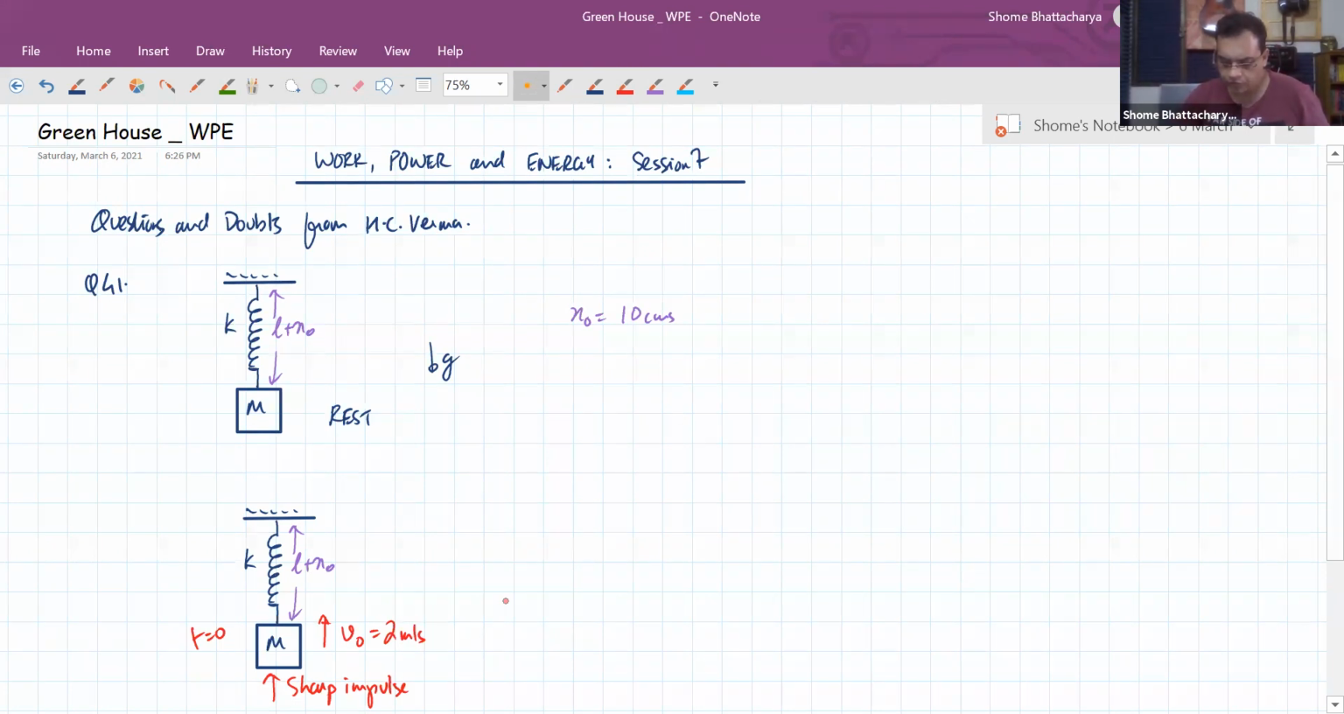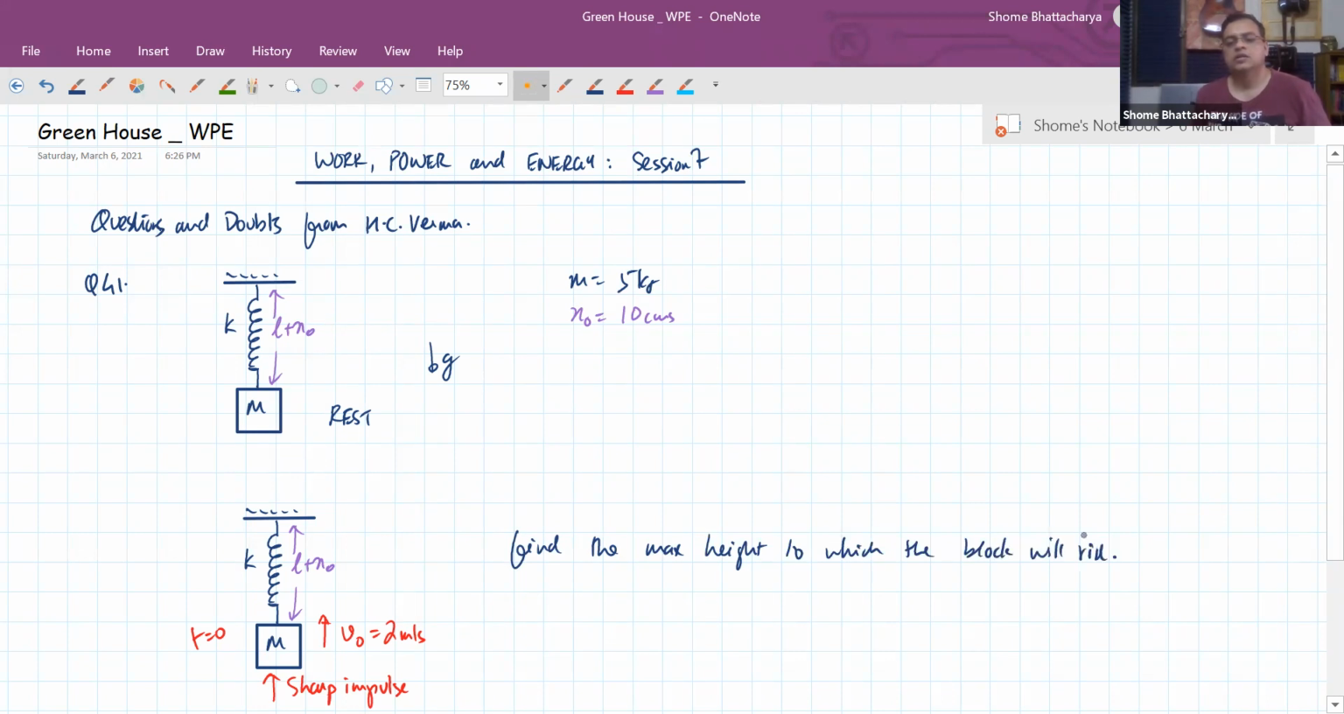And the mass of the block is also given to us. It's 5 kg. So from this state we have to find the maximum height to which the block will rise. Before we apply work energy, the first thing we need to do is, from this data, find out the spring constant. How much is the spring constant?